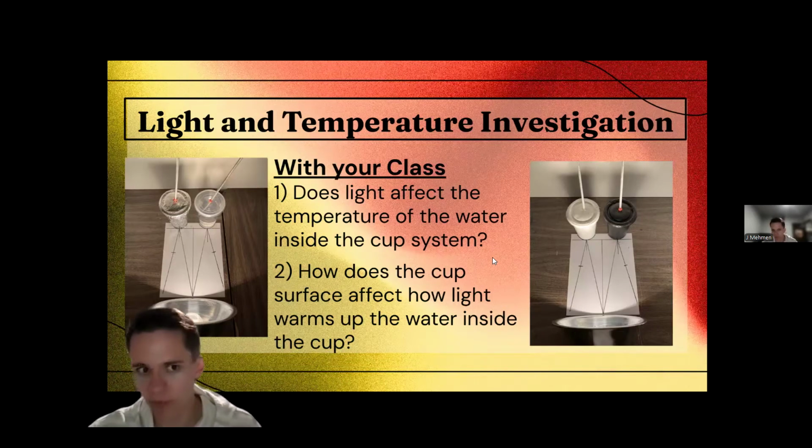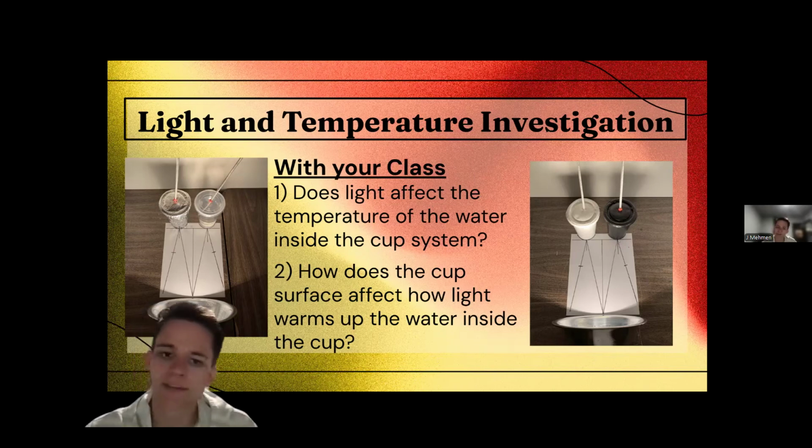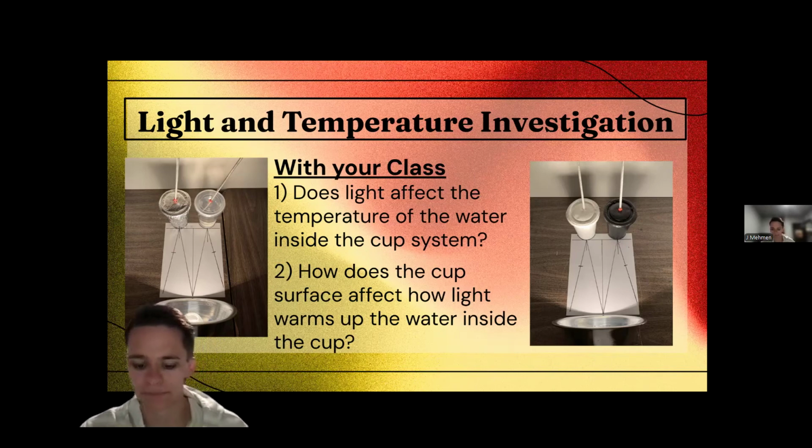Okay, so today we're going to be doing a science experiment. We're going to be shining a light on some different cups. As you can see here, we're going to have a foil cup, a cup that's covered in tin foil. We'll have a clear plastic cup. We'll have a white painted cup and a black painted cup. And the whole goal of this experiment is to answer these two questions. Does light affect the temperature of the water inside of the cup system? And how does the cup surface affect how light warms up the water inside of the cup?